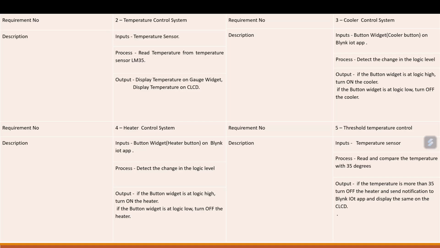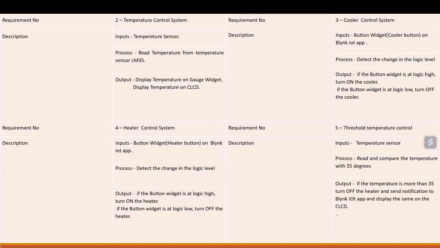So requirements: temperature control system. To output the temperature, we must read the temperature from the LM35 sensor and display it on CLCD and also on the gauge widget. The heater control system: input buttons. We create a widget in the BLYNK IoT app through which we toggle the heater. If the button is at logic high, we turn on the heater. If the button is at logic low, we turn off the heater. Similarly, the cooler is implemented the same way, with a different widget button for the cooler separately.